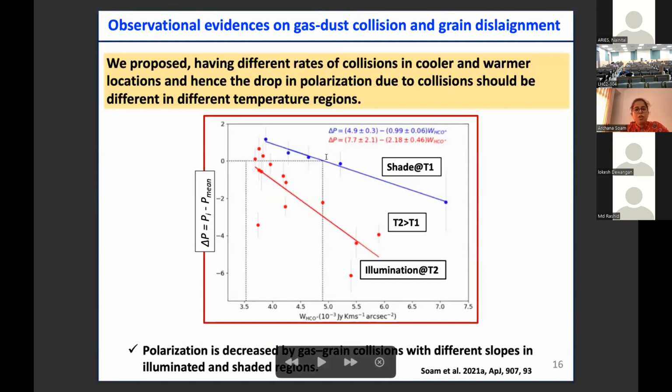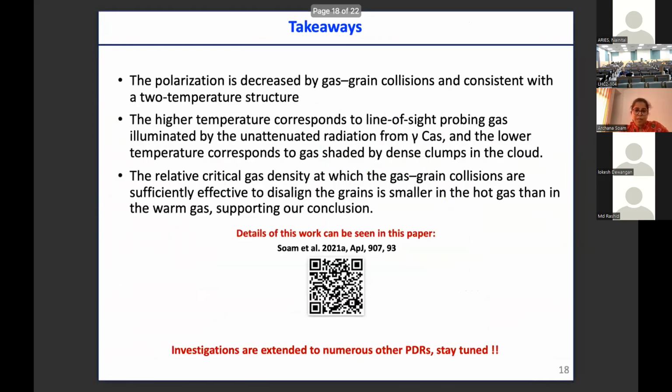But if you go to the cooler region, the bluer population, the densities are higher, and that is the density beyond which the gas grain collisions will be effective to disalign the grains and further decrease the polarization. This also goes in line with the temperatures, because in cooler temperatures you have more density. In hotter temperatures you have less density, but you have a higher rate of collision, because the rate of collision is directly proportional to the square root of the temperature. So this is also a finding in our investigation.